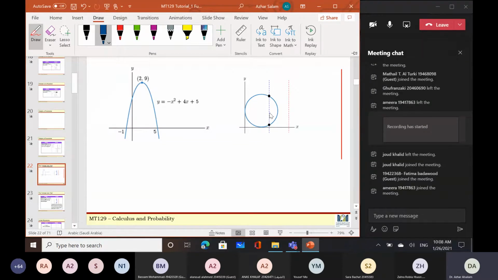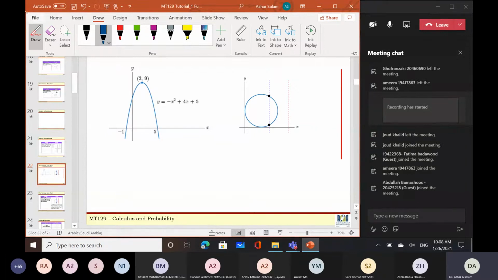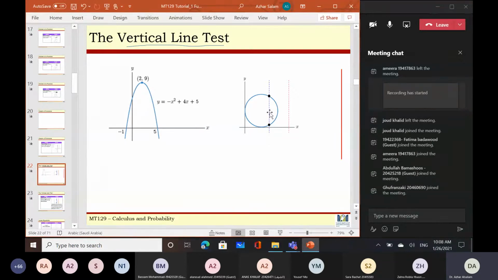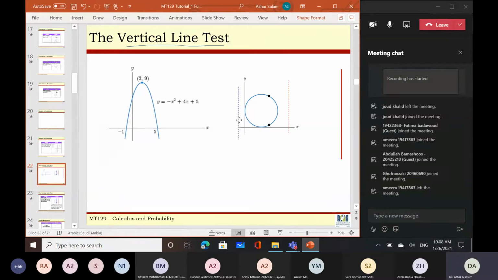If I have, for example, this circle, a graph of this circle, how can I know if it's a function or not? I take a vertical line. Vertical line means خط عمودي, a vertical line like this. And I pass it through the graph of a function, or the given graph.